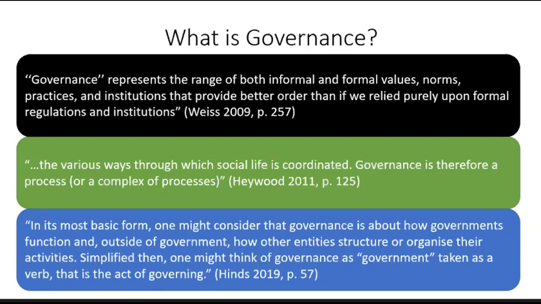And the last one is my definition. In its most basic form, one might consider that governance is about how governments function, and outside of government, how other entities structure or organize their activities. Simplified then, one might think of governance as government taken as a verb. That is, the act of governing. So how do you organize your activities? And this can be linked back to these other two. What kinds of processes do you use to organize your activities? And these can include values and norms as well, institutions, practices. So governance is not just for governments then. We can have governance anywhere.